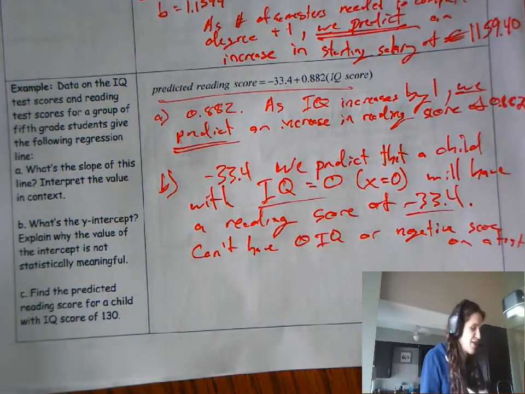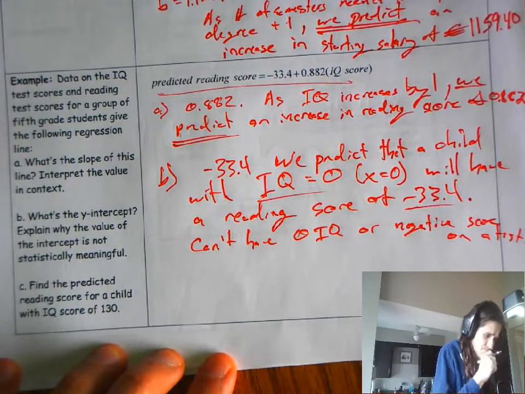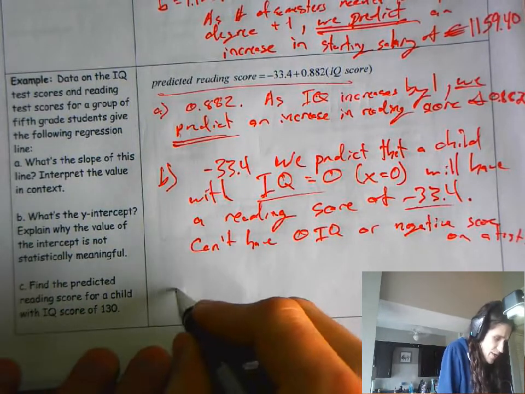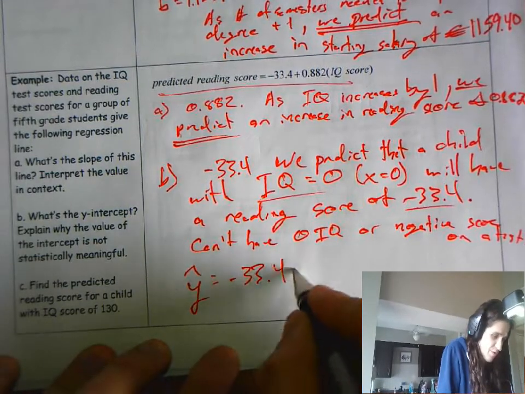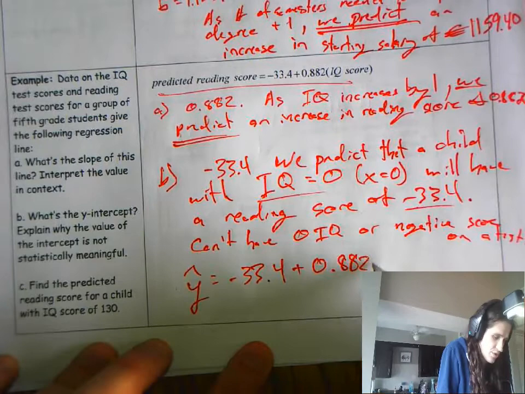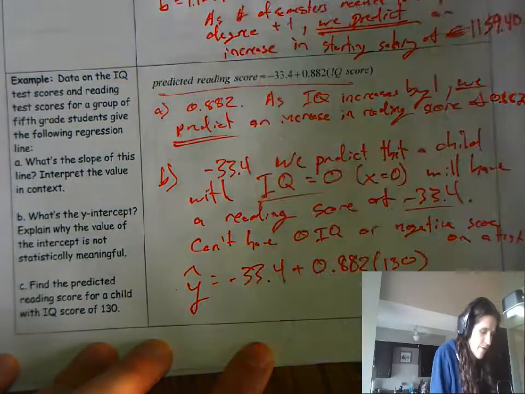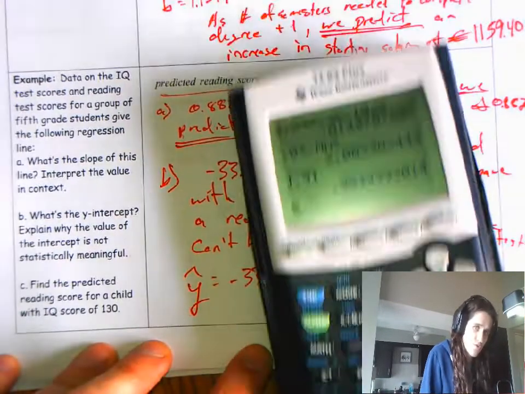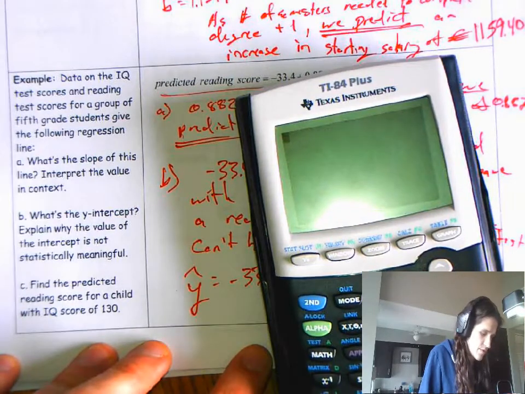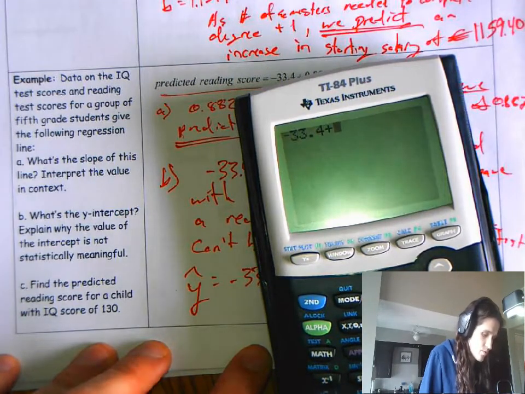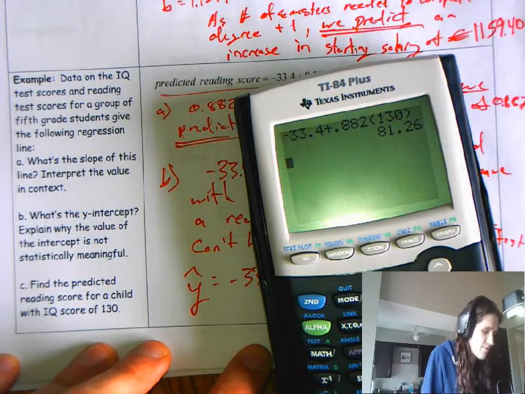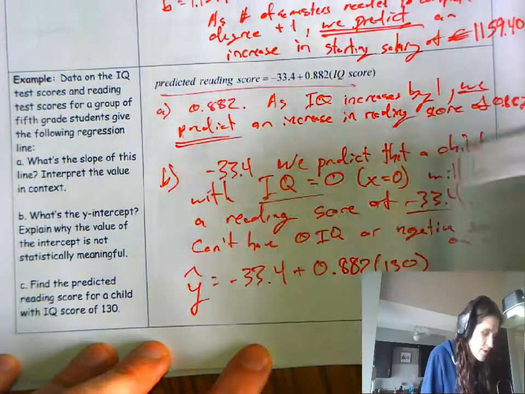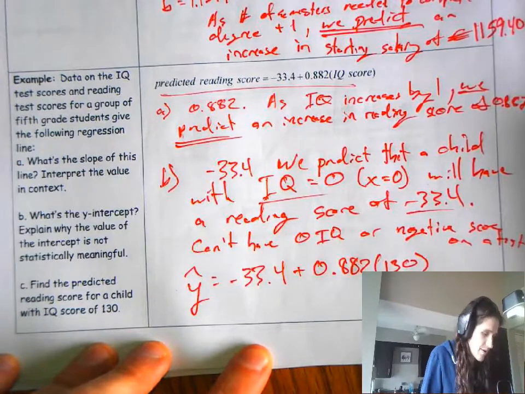Find the predicted reading score for a child with IQ of 130. Y hat equals negative 33.4 plus 0.882 times 130. Did I do that right? 81.26? Looks right.